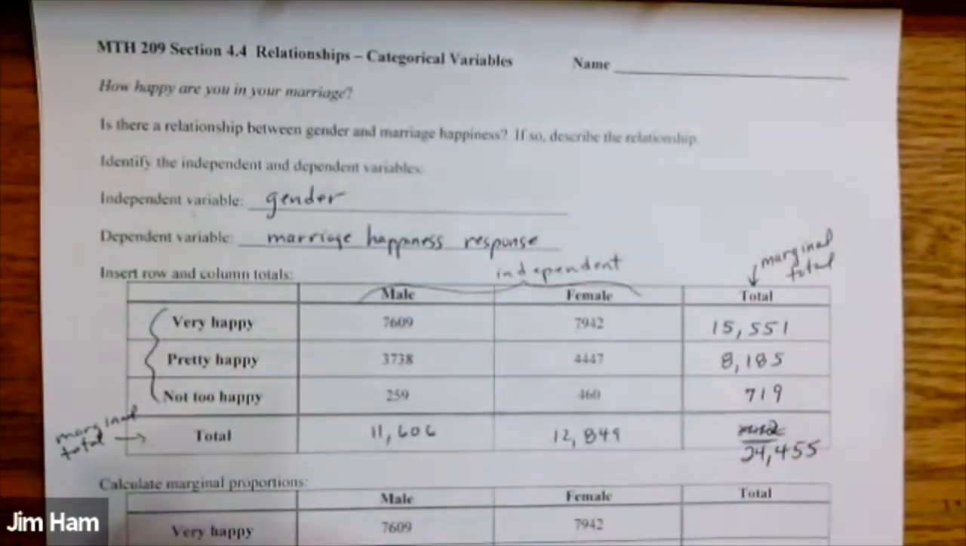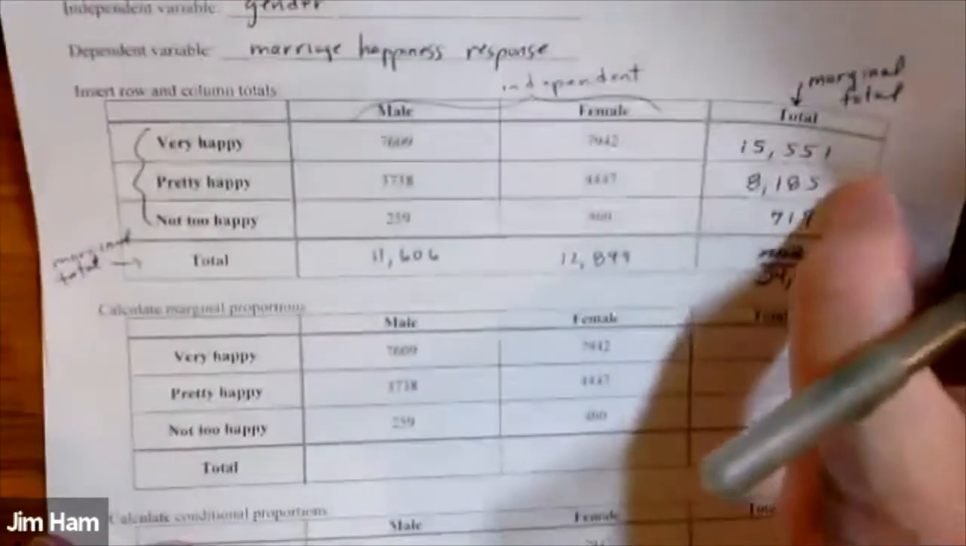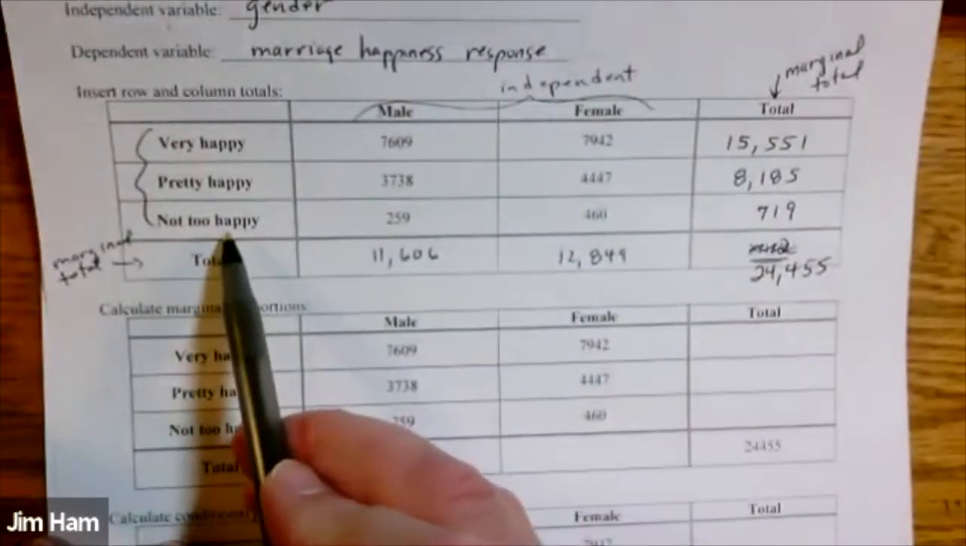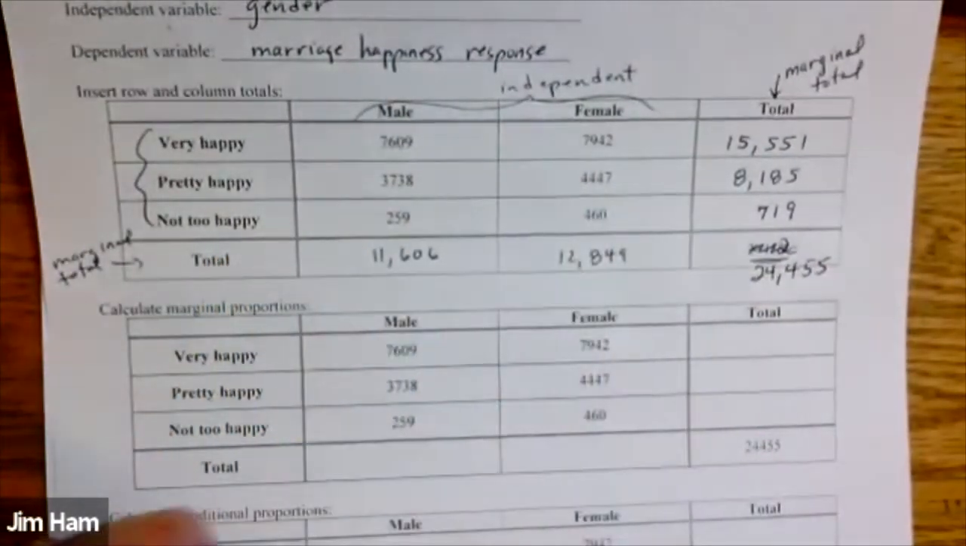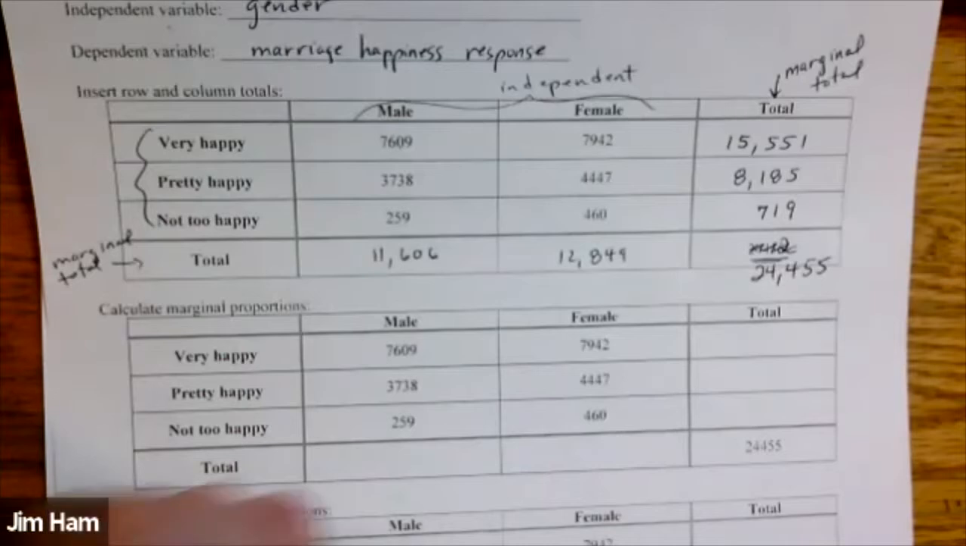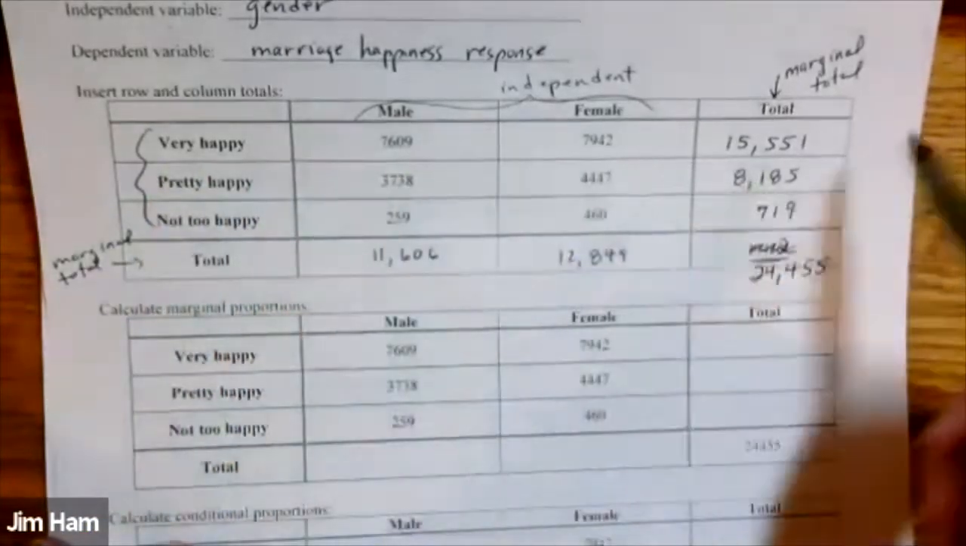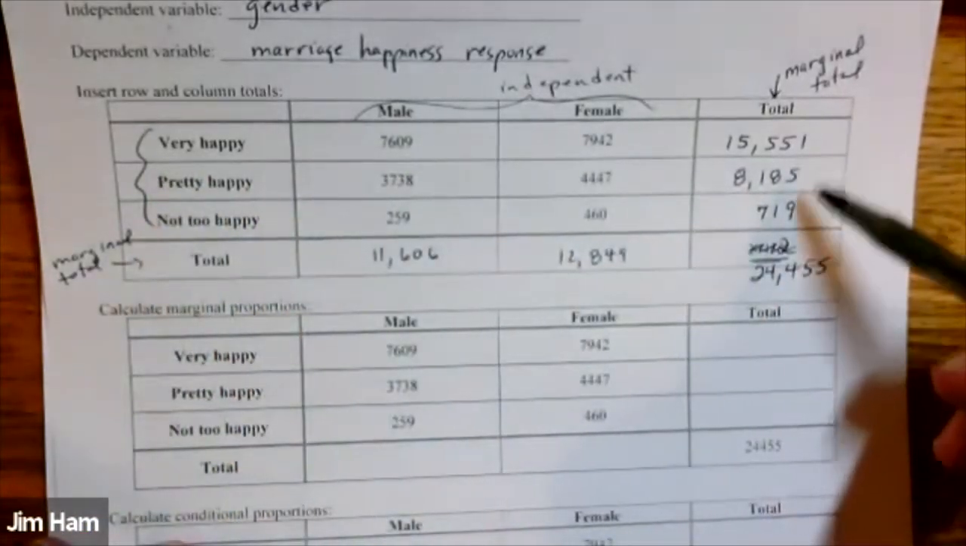The first thing you notice when you look at this data is that there are very few individuals, male and female alike, who indicate that they're not happy in their marriage. I guess if they're not happy in their marriage, then they wouldn't be married, they'd get a divorce. Others just say pretty happy. Most of the others, you can see, are overwhelmingly either very happy or pretty happy.